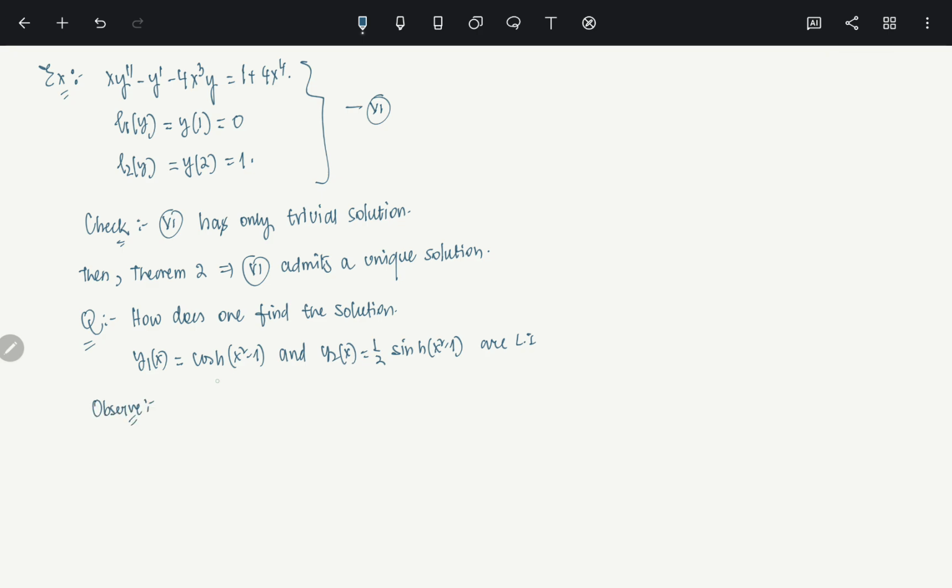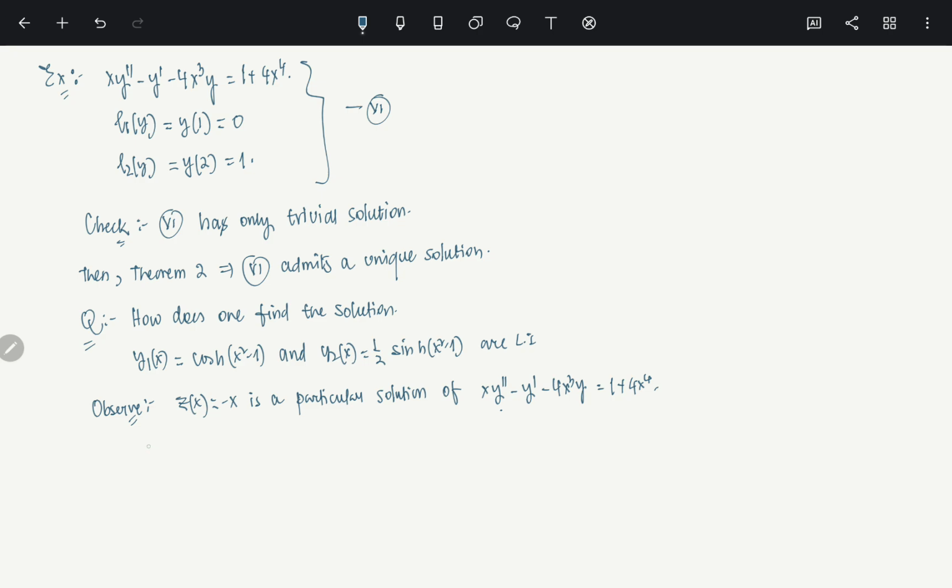Observe that z(x) = −x is a particular solution of x y'' − y' − 4x³ y. If you look at it, this part is not there. This is minus 1, so it is plus 1, and then 4x³, so this is 1 plus 4x⁴. So it solves this problem. Is it okay? So you have a particular solution.